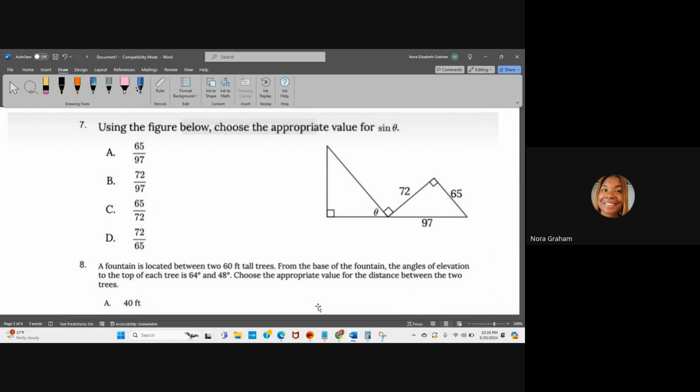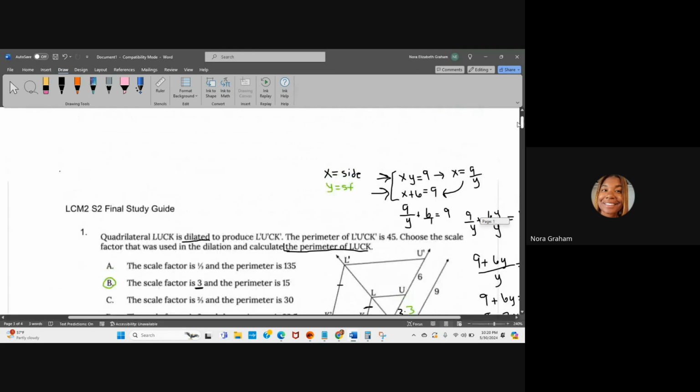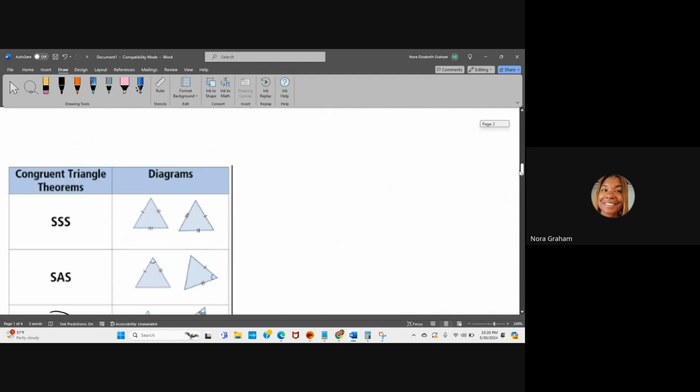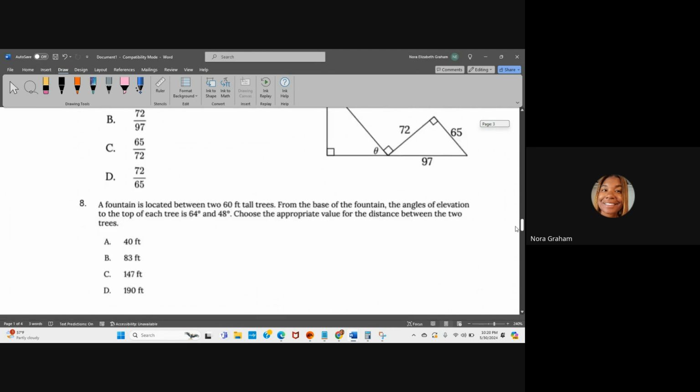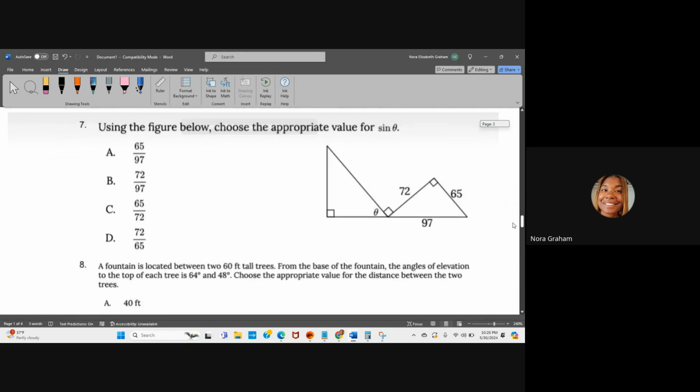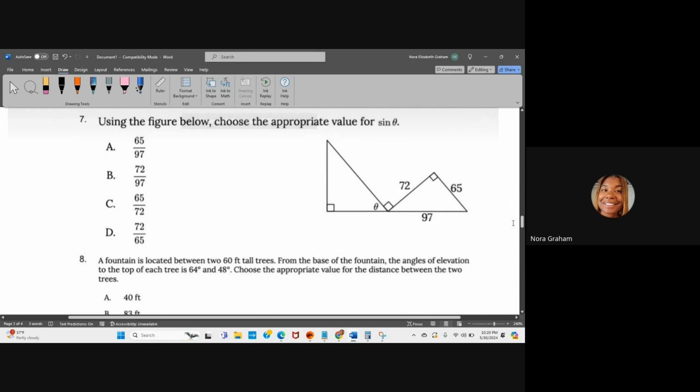For this video, I'm going to be going over the geometry final. In specifics, I'm going over the LCM2 S2 final study guide. Shout out to one of my 2Ds. She sent me this file to help her study for her geometry final. If you are studying for your geometry final, I'm going to try to get through all of these. For right now, I'm going to start at 7 and go through 7 through 10 in this video, okay?